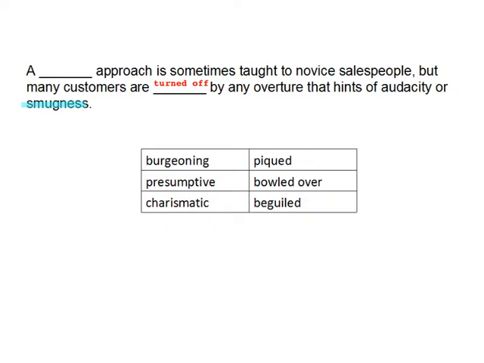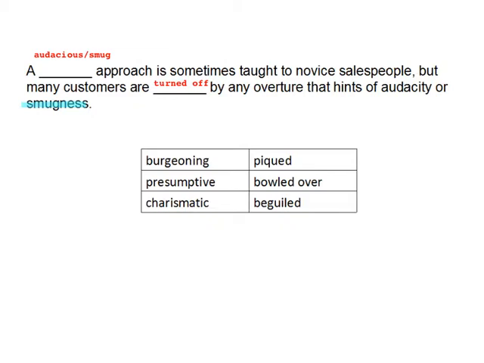So now we can look back at that other blank. So a blank approach is sometimes taught to novice salespeople, but many customers are turned off by an overture that hints of audacity or smugness. So we know that this pivot needs to go in the opposite direction, the different direction than the first part of the sentence. So many customers are turned off by this, but some salespeople are taught this kind of method. So therefore, we could just recycle words from the blank, and we could say something along the lines of, an audacious or smug approach is sometimes taught to novice salespeople, but many customers are turned off by this.